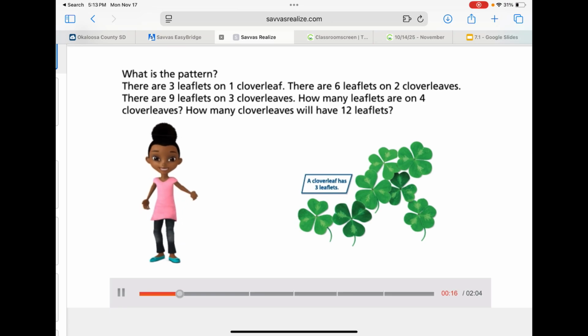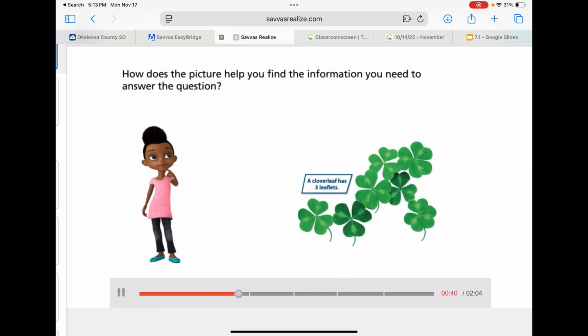What is the pattern? You can use a pattern to help you solve a problem. There are 3 leaflets on 1 clover leaf. There are 6 leaflets on 2 clover leaves. There are 9 leaflets on 3 clover leaves. How many leaflets are on 4 clover leaves? How many clover leaves will have 12 leaflets? How does the picture help you find the information you need to answer the question?